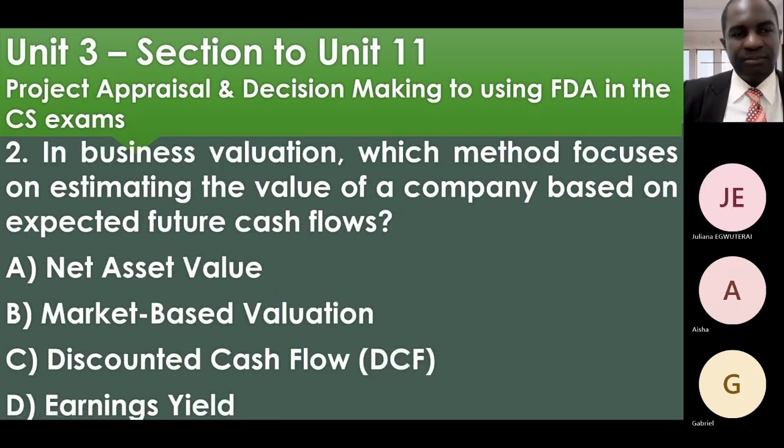All right, number 2. In business valuation, which method focuses on estimating the value of a company based on expected future cash flow? A, net asset value. B, market-based valuation. C, discounted cash flow. And D, earnings yield. That's our pick.